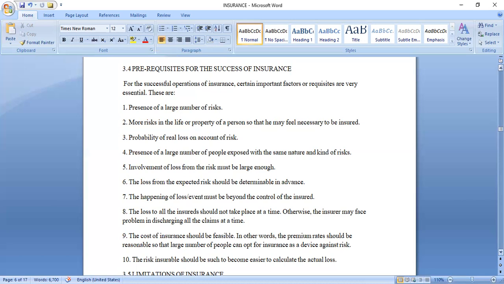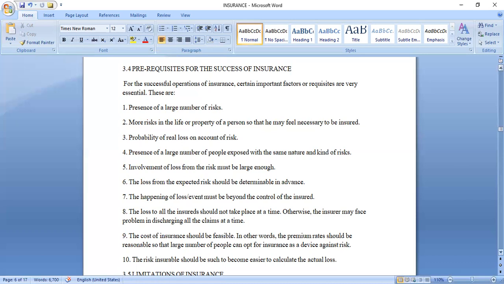Number 3 is the probability of real loss on account of risk. The meaning of this phrase is that, just in case the event occurs, that loss occurs, the insurers first evaluate the probability of loss. They use the law of probability, and if they see that the probability that the risk will happen is low, they may not allow you to take insurance for that particular subject matter that you want to insure.